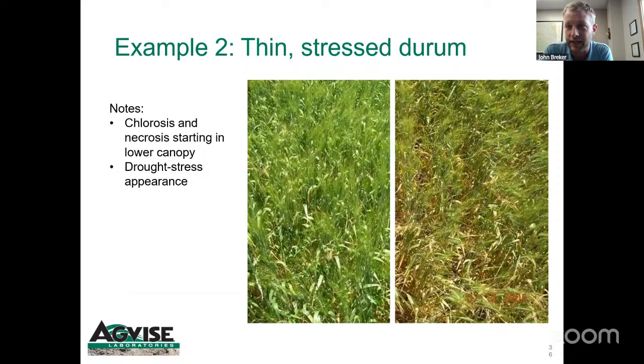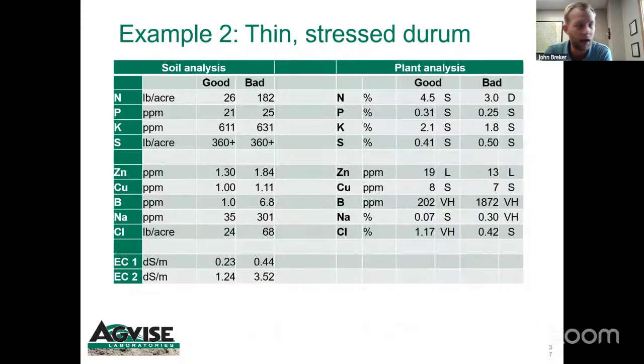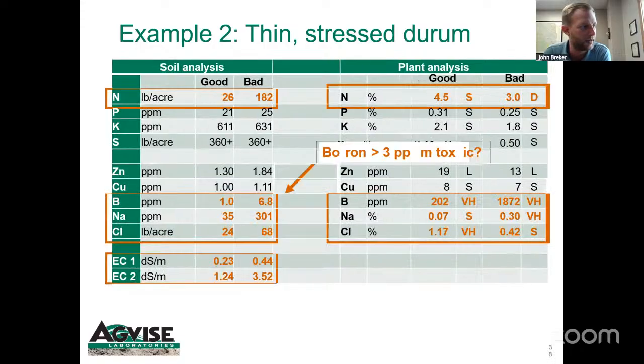All right, here's another example. This was some thin stressed durum from Southwest North Dakota, and the producer had noted that these areas where the durum was struggling often had chlorosis and necrosis that would start in the lower canopy, and it would just have this drought stressed appearance. So they wanted to go out and see if there was anything different. Well, got the soil and plant samples collected, and I'm just going to highlight the things that were different.